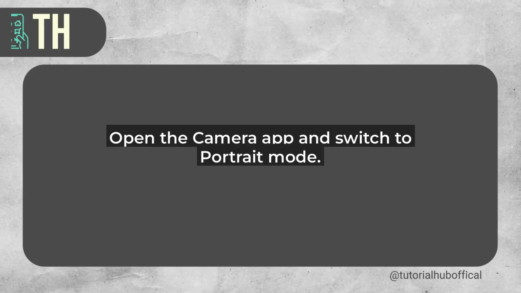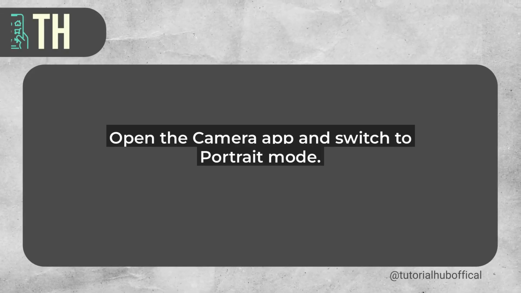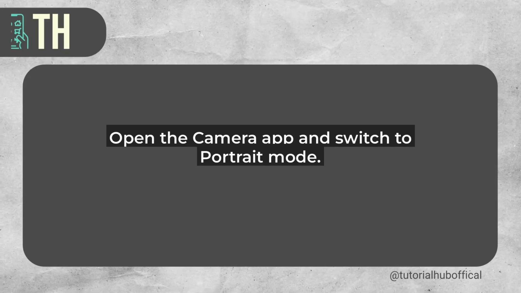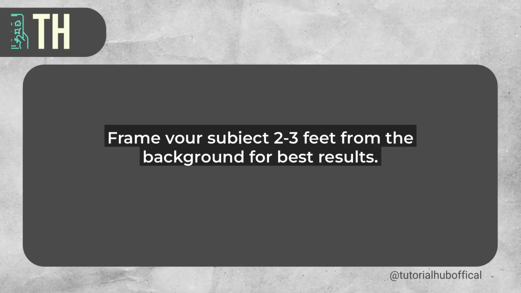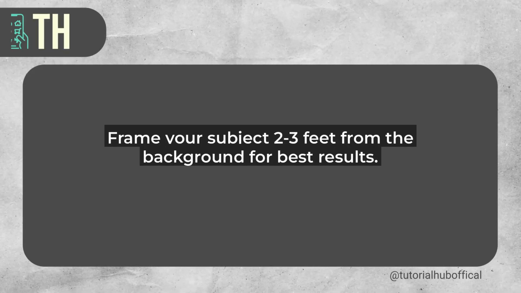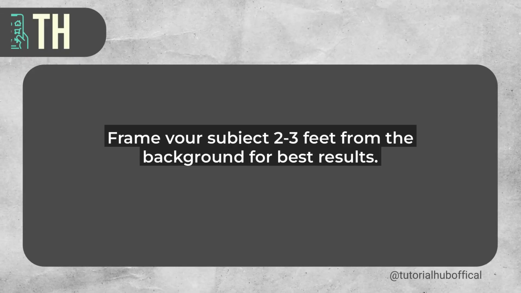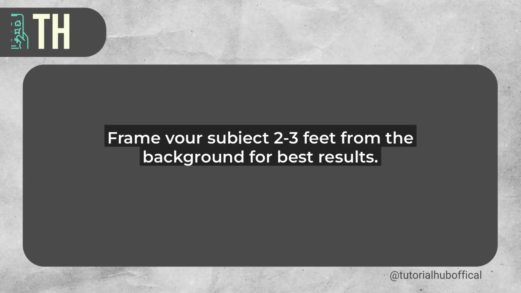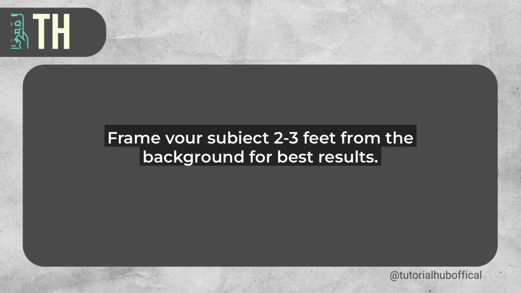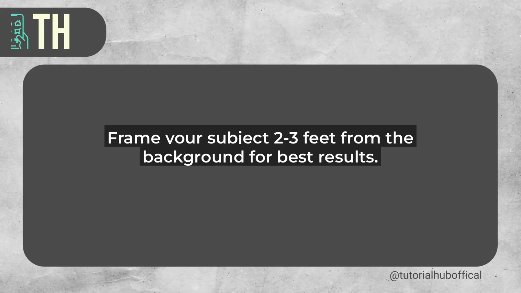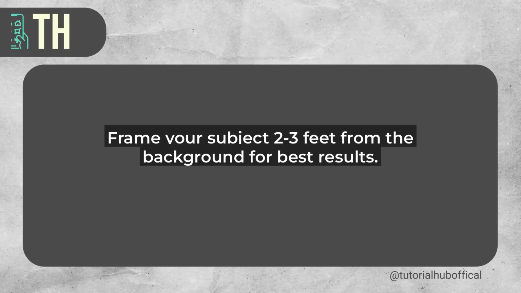First, grab your iPhone and open the camera app. It's the one icon that looks like a camera. Swipe through the modes at the bottom until you find Portrait Mode. This is Apple's built-in tool for automatic background blur, and with the 2025 iOS updates, it's even smarter with AI enhancements for better accuracy. Now, frame your shot.